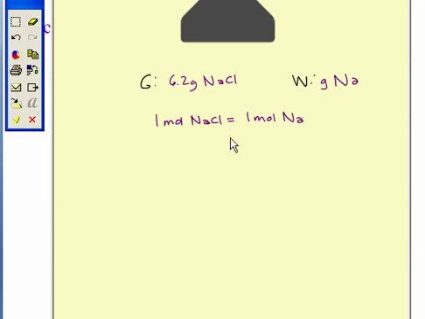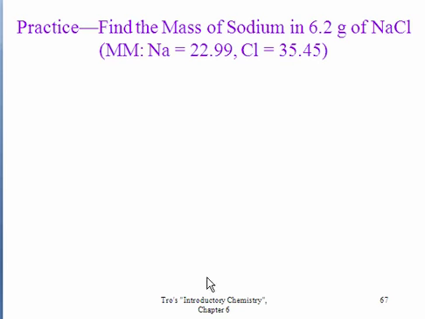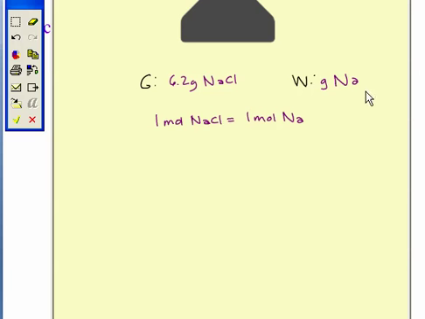Then I recognize that my conversion factor between element and compound is in moles, but my given and my wanted are in mass units. So anytime I'm going between mass and moles, I need my molar mass. Let me point out that this just wanted to know the mass, and anytime we're solving for mass, we're going to assume grams unless we're specifically told otherwise. So I need to know the molar mass of sodium chloride and the molar mass of sodium.